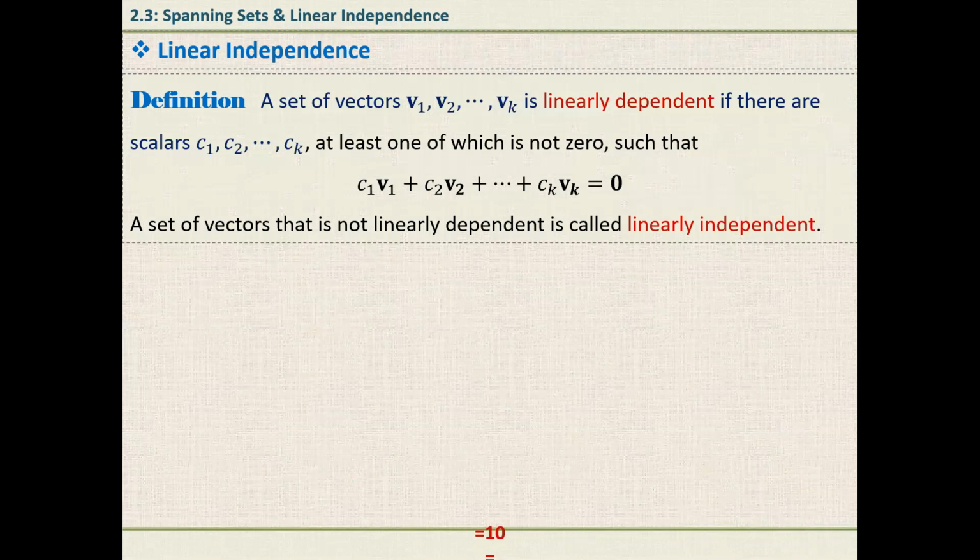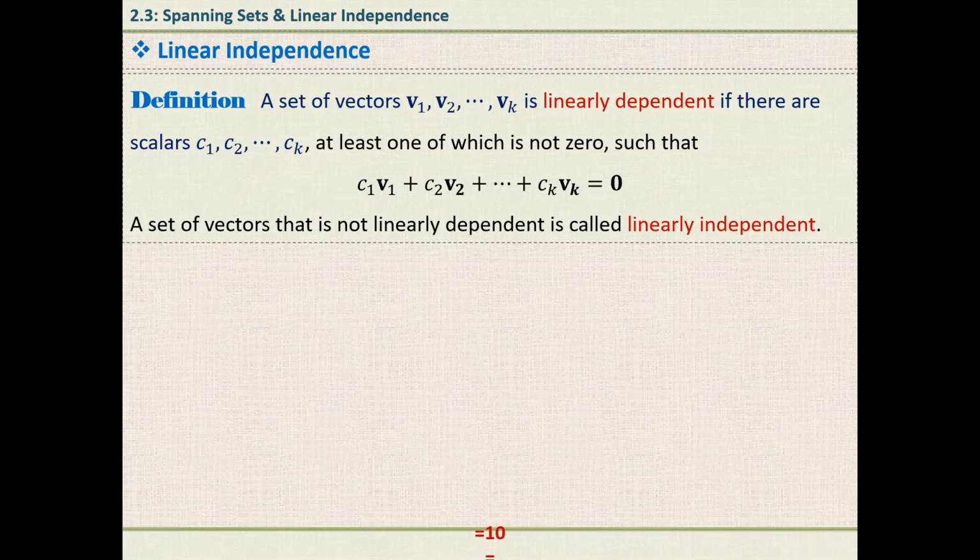So we have two concepts here, linear dependence and linear independence. How do you define linear dependence? A set of vectors v1, v2, ..., vk. We are given a bunch of vectors, and we say that they are linearly dependent if there are scalars c1, c2, ..., ck, at least one of which is not equal to 0, such that c1 v1 plus c2 v2 plus and so on, the linear combination, is equal to 0. If it is so, then we say that these vectors are linearly dependent.